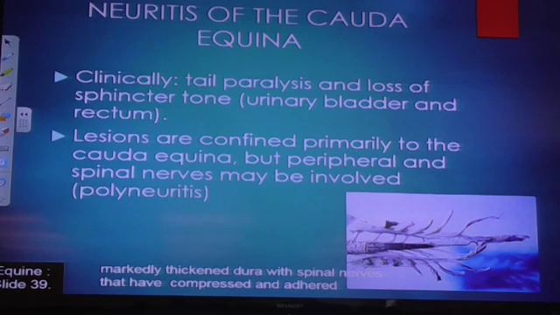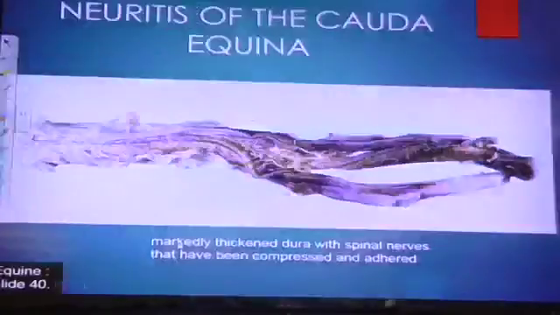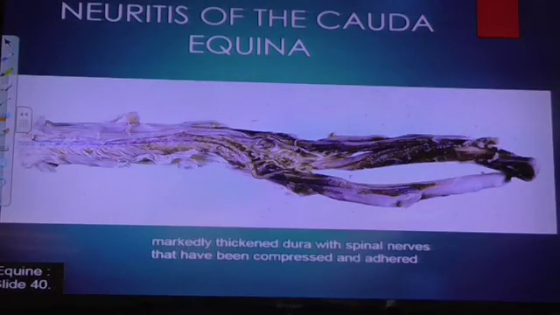Did you all dissect out the cauda equina in anatomy? Okay, so you're familiar with that. So what you'd see typically is thickening of the dura and the inflammation of the spinal nerves because you have compression in those areas. This is a dissected out cauda equina.